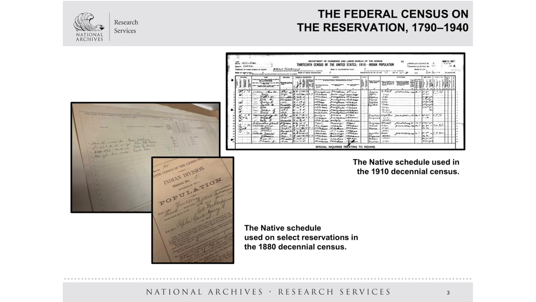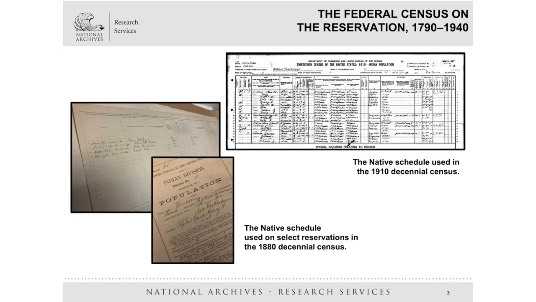The BIA had conducted rolls sporadically prior to 1885, often used during removals, and after 1941, such as the 1953 Crow Census that their tribal nation relies on for enrollment purposes. So it's important to not confuse these with the federal decennial census efforts that we're looking at today.